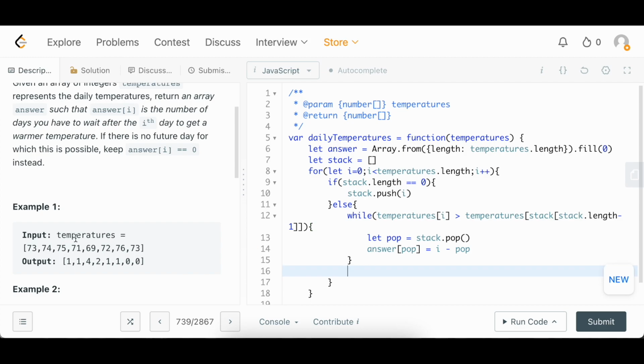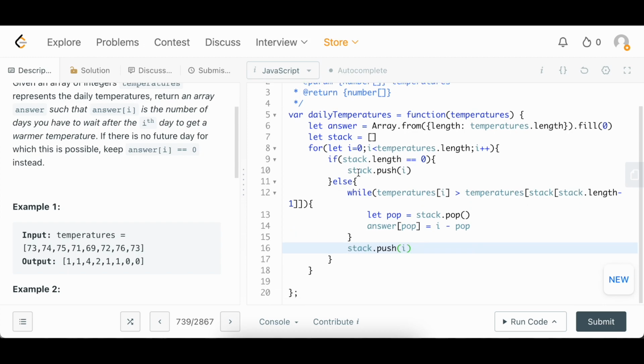And since here we have only one value, we do that. For example, if you remember, 76 is greater than 72, it's greater than 69, it's greater than 71. So for all of these values, the value is going to be i minus pop value, i minus pop value, i minus pop value accordingly. So finally, what we'll do is stack.push my current index.